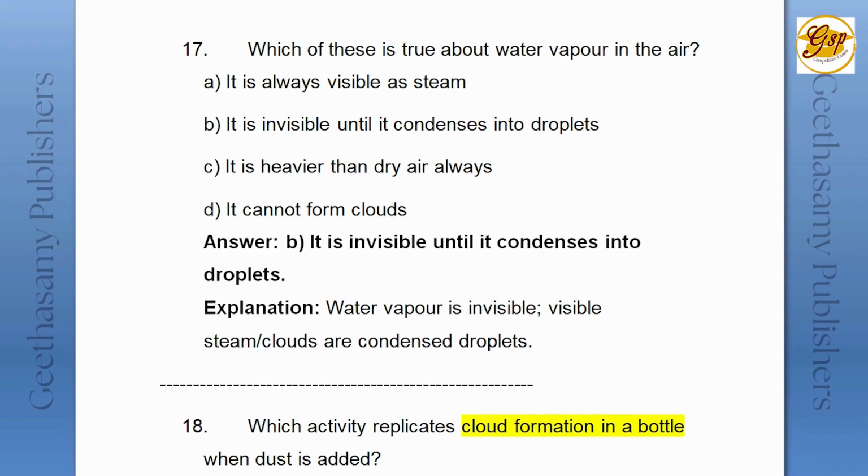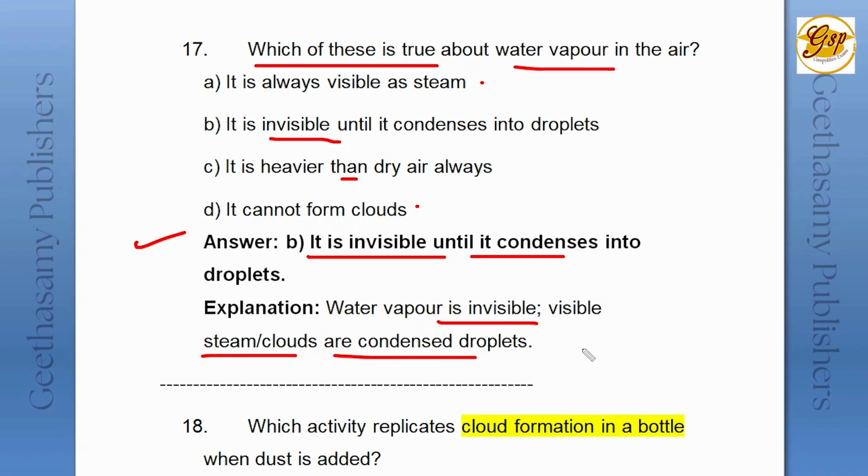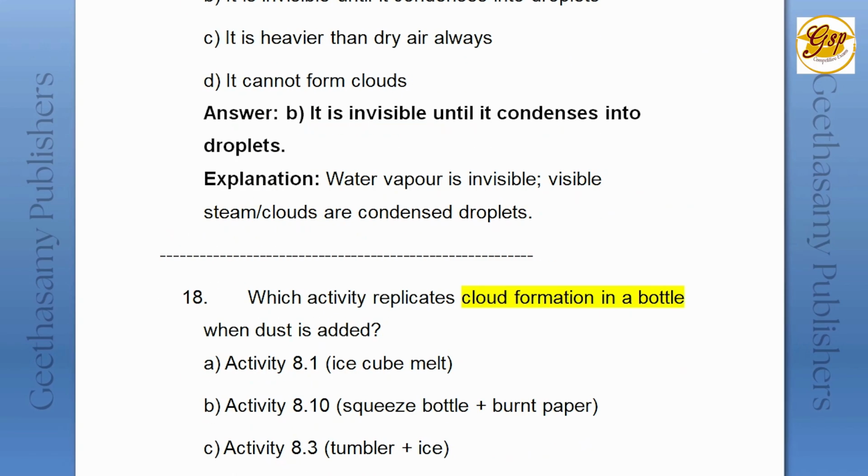And 17th question. Which of these is true about water vapor in the air? It is always visible as a stream. It is invisible until it condenses into droplets. It is always heavier than dry air. It cannot form clouds. The correct answer is it is invisible until it condenses into droplets. So water vapor is invisible, and becomes visible as a stream, cloud, or condensed droplets.